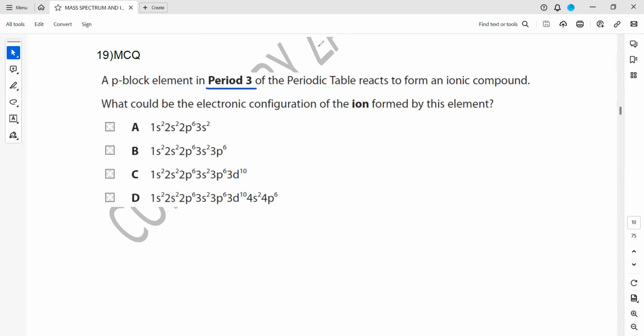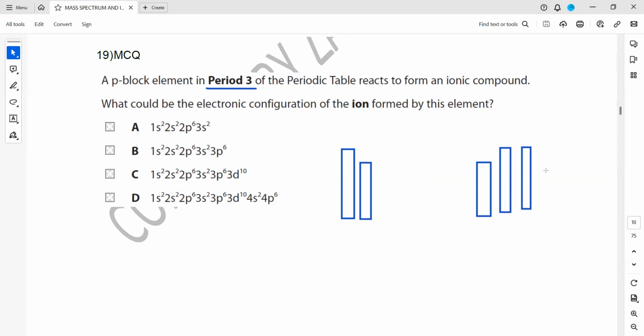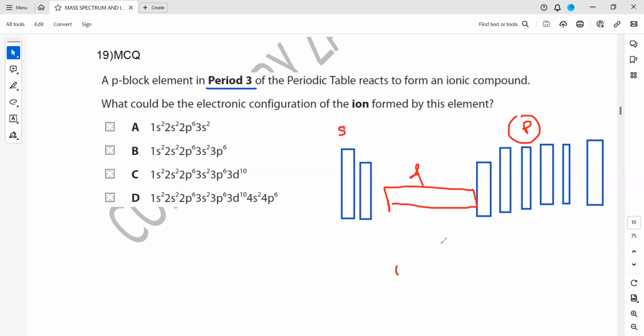When we talk about the blocks, group 1 and 2 are the s block elements. Then we have groups 3, 4, 5, 6, 7, and 8. These are the p block elements, where the outer shell electron is in a p. Between them there will be the d block, and we have f block elements. So from group 3 to group 8, these are all p block elements. And they mention it's period 3.